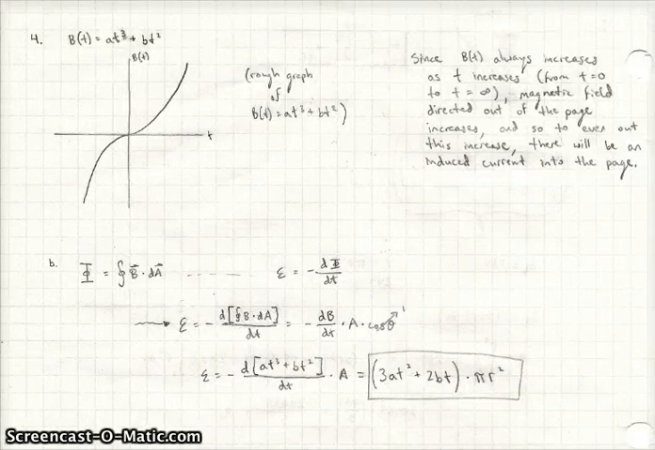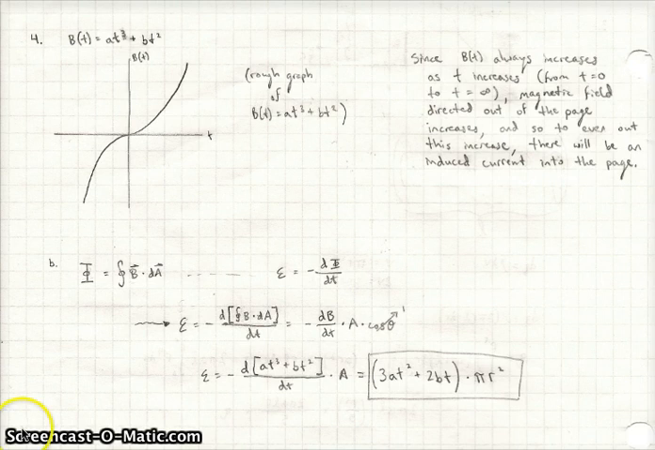For this problem, we're given a circular loop of wire with a radius r that exists in the plane of a page. We're also given that there's a magnetic field throughout the region of the loop that's directed out of the page. And the magnetic field is described from t equals 0 as B of t equals at cubed plus bt squared, a and b being positive constants.